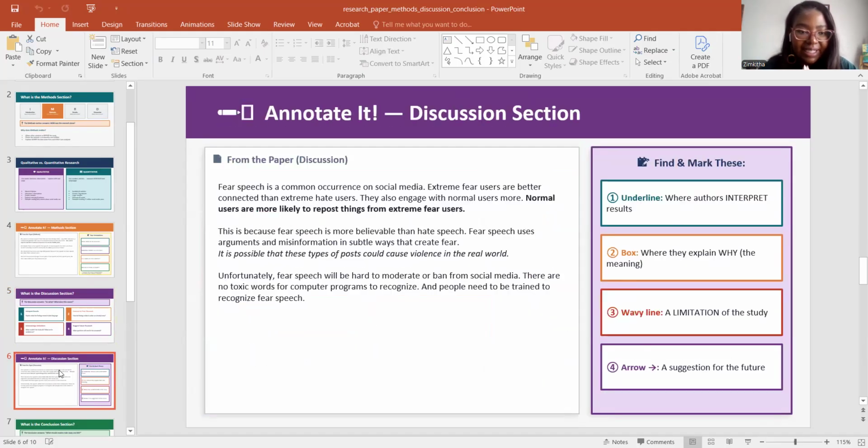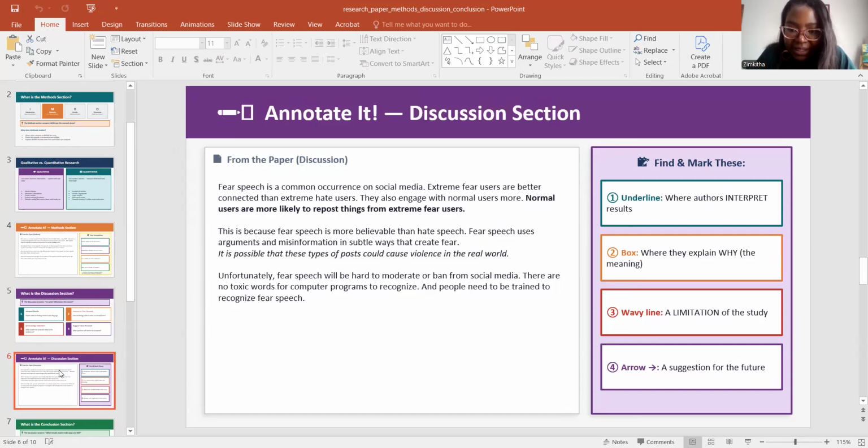So let's annotate this. Fear speech is a common occurrence in social media. Extreme fear speech users are better connected than extreme hate speech users. They also engage with normal users more. Normal users are more likely to repost things from extreme fear users. Okay. So the underline is the interpretation of the author. So they had the results. What do you interpret? Okay.